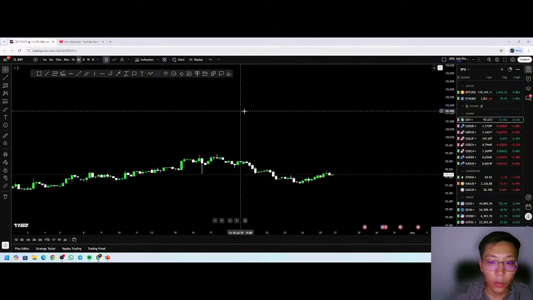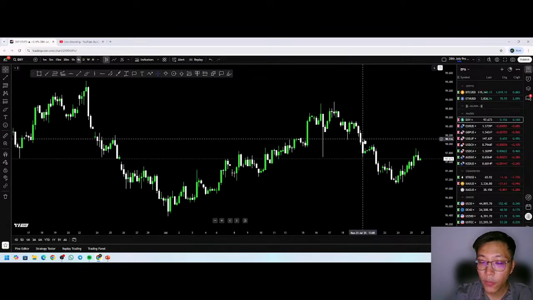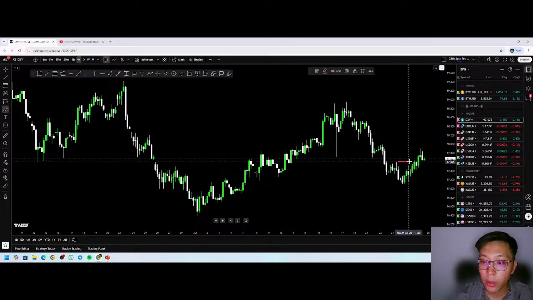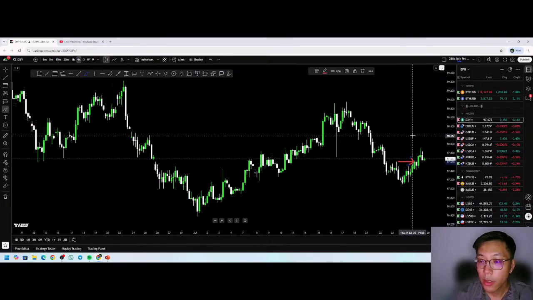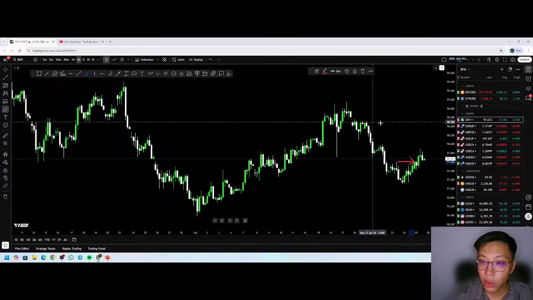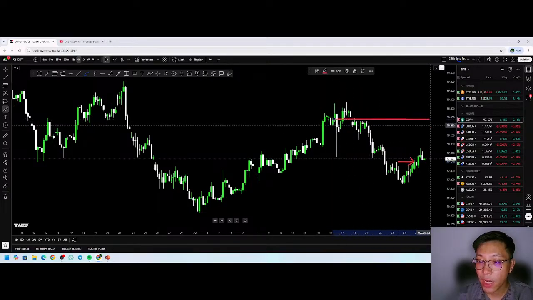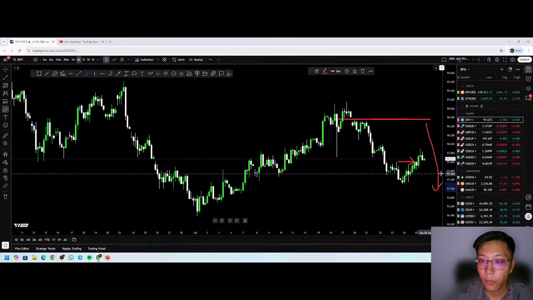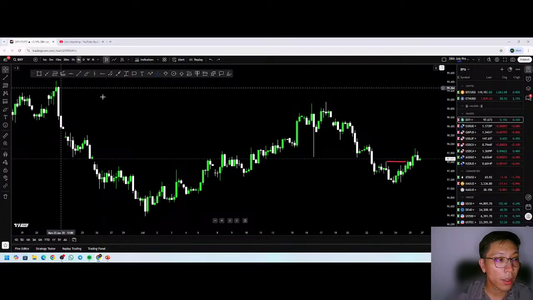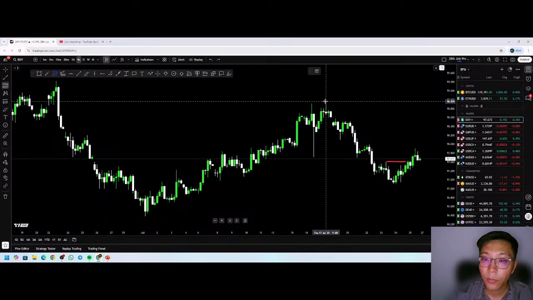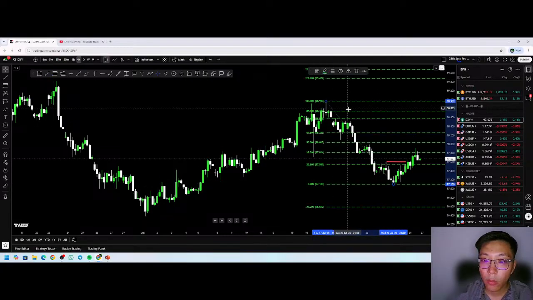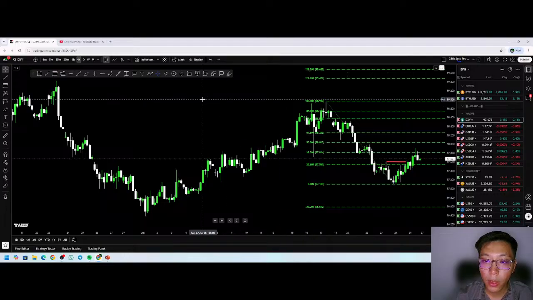Then if you look at H4, H4 created a change of character already right here. So there might be a possibility that DXY might continue going up until this area right here before it falls off. Why do I say this area? Because what I would like to do is draw a fib over here, then mark all the fibs.